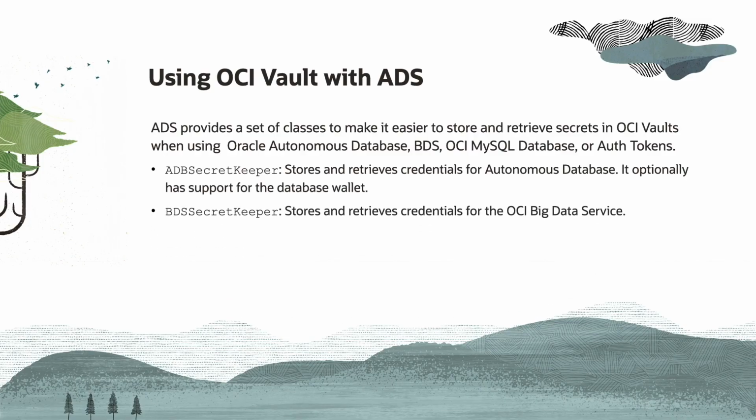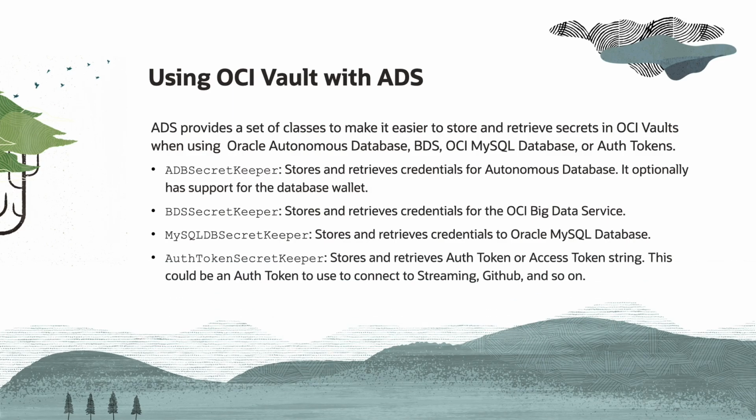The BDS Secret Keeper stores and retrieves credentials for the OCI Big Data Service. The OCI Big Data Service is a Hadoop-based service on OCI that also has an HDFS file system. The HDFS file system is a common place to store data that data scientists need to access. The MySQL DB Secret Keeper stores and retrieves credentials for the Oracle MySQL database. There is also an Authentication Tokens Secret Keeper that stores and retrieves authentication tokens or access tokens. This can be used to access such things as streaming and GitHub and so on.